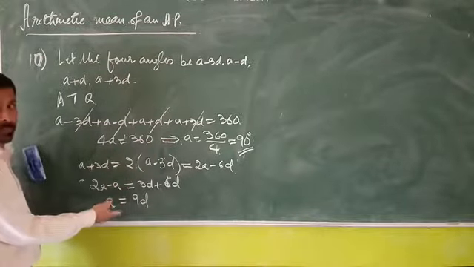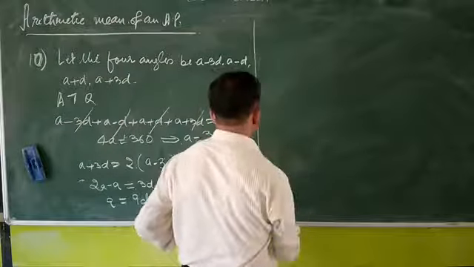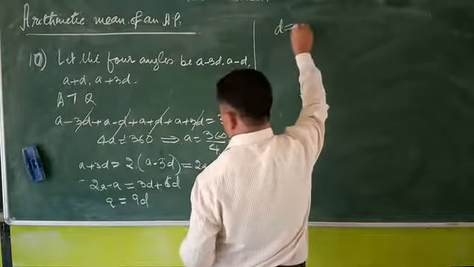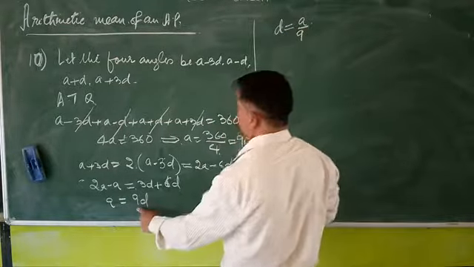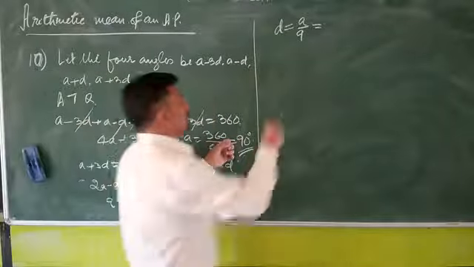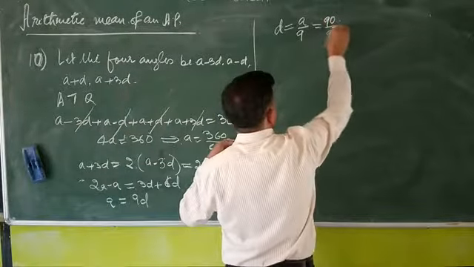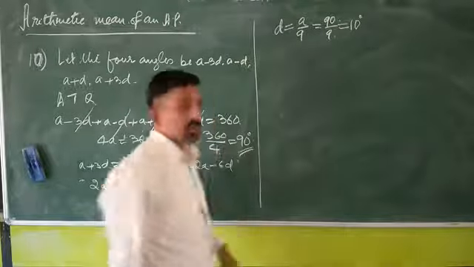We are going to calculate the value of d now, so we need a formula for d. Therefore d will be equal to a over 9. Am I right? And a is calculated as 90 degrees. So 90 divided by 9 is equal to 10. You got the value of d?